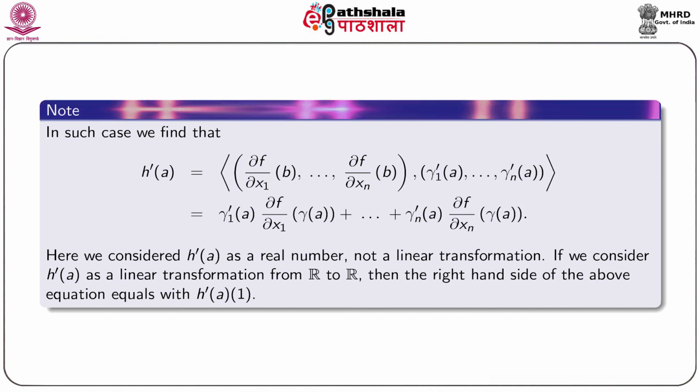In such a case, we find that h'(a) equals the inner product of grad f at b and gamma'(a). We write down their expression. So, we have gamma_1'(a) del f/del x_1 at the point gamma(a), plus, and so on, up to gamma_n'(a) del f/del x_n at the point gamma(a). In the above, we considered h'(a) as a real number, not a linear transformation. If one considers h'(a) as a linear transformation from R to R, then on the left hand side one should write h'(a) operating on 1.